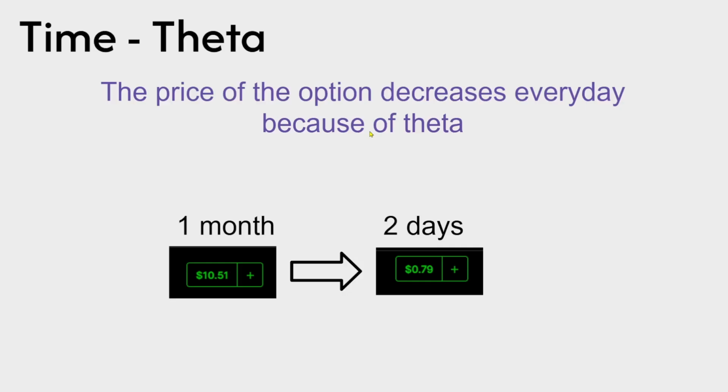Okay, here's our example again. Every day, theta decreases the price of the option. The call buyer in this instance lost $9.72. So they bought it at $10.51 a month ago, and then with just 2 days left, it's down to 79 cents. So if they sold it at that point, then they would have lost $9.72 per share.